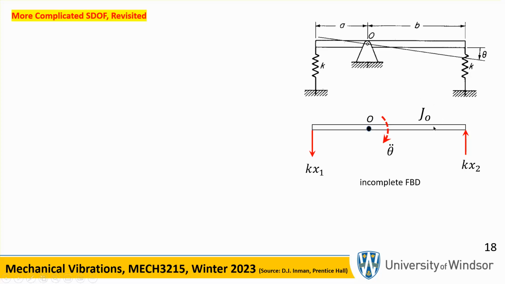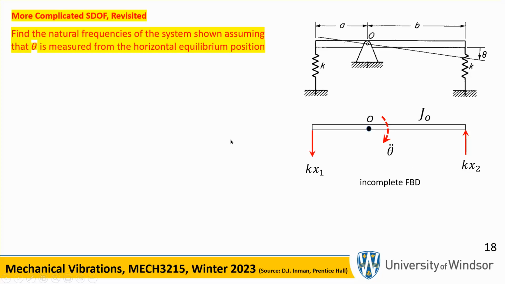By the way, we are assuming that the bar does have a mass because we are looking at JO. As soon as you say JO, that means that you are actually using the polar moment of inertia of the bar about that point. Okay, it's not a massless bar. Because I'm writing JO here, I'm going to be using it. But the only thing is that x1 and x2 are related to theta, as x1, for example, is a theta, and x2 is b theta.